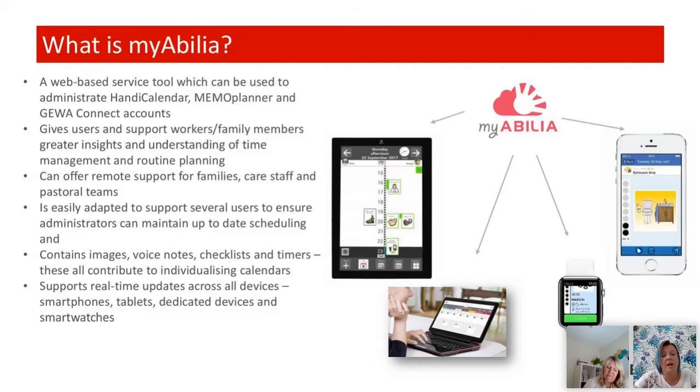You can also check that things have been checked off by the user. Within the myAbilia calendar, you'll see, for instance, an activity that says take medication, and you can make that checkable. So you can go into the myAbilia side and check that the person's actually checked off that they've done those things. You also have the option to set yourself up in various different user guises, but I'll go through that in a second.